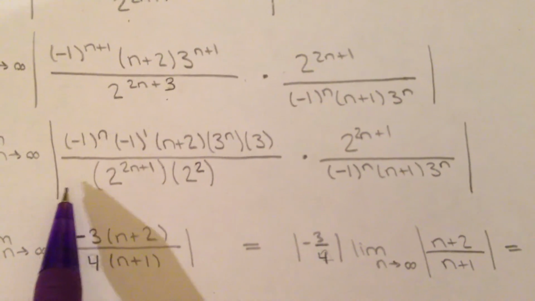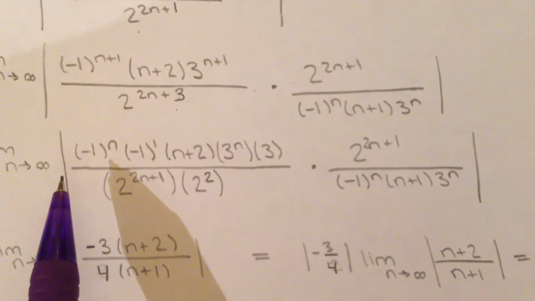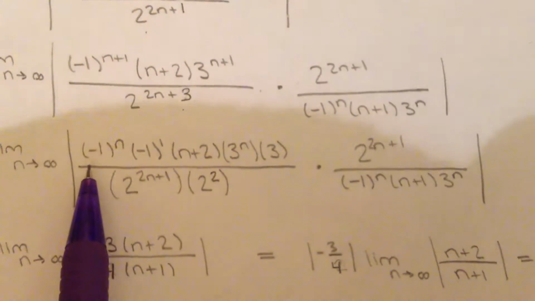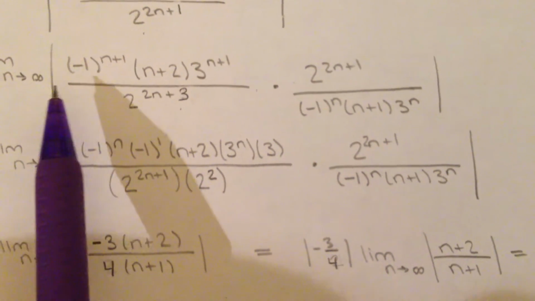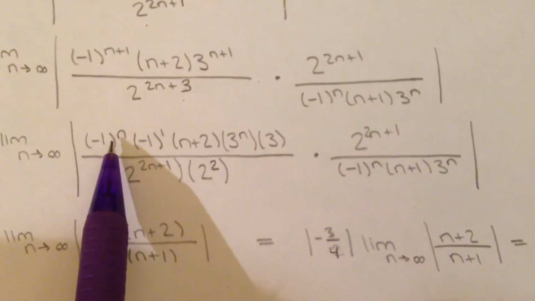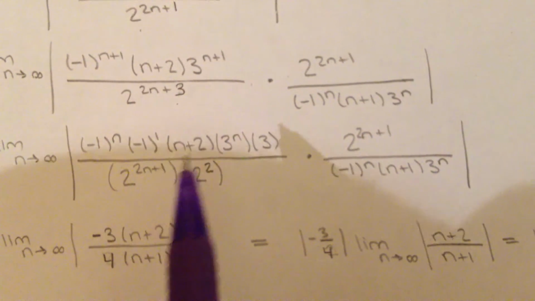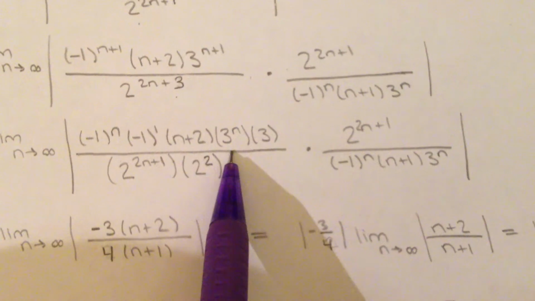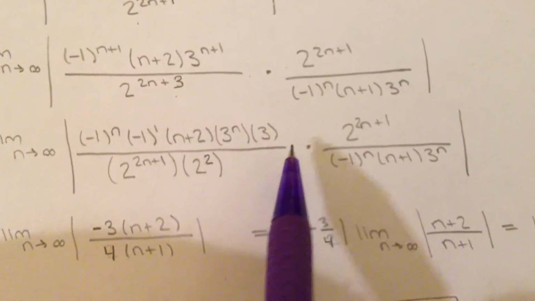So then in the next step, I brought out some of the values. I changed negative 1 to the n plus 1 to negative 1 to the n and negative 1 to the first power, which is just negative 1. And I did the same thing with 3^(n plus 1). I made it 3^n times 3.